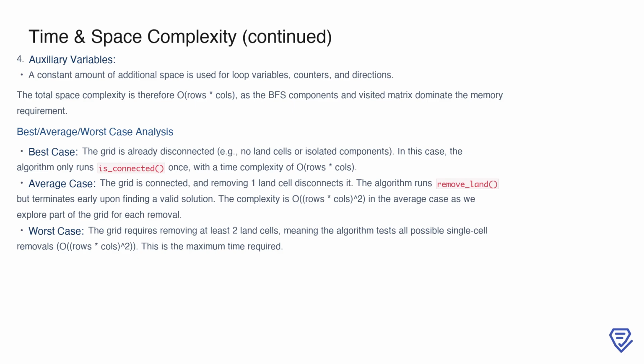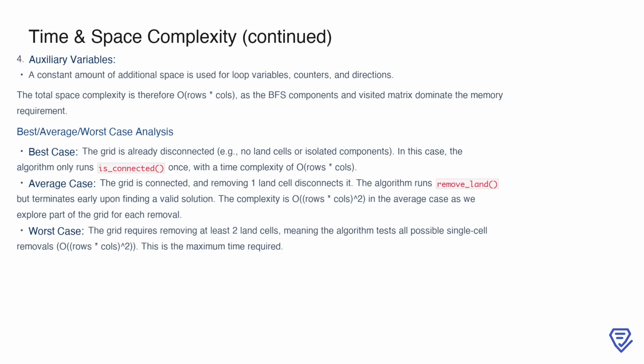Let's now examine the best, average, and worst case scenarios. In the best case, the grid is already disconnected, for example, if there are no land cells or if all land cells are isolated. Here, the algorithm only needs to run is_connected once, with a time complexity of O(rows * cols). The average case occurs when the grid is connected, but removing a single land cell is sufficient to disconnect it. While the algorithm does invoke remove_land, it terminates early upon finding the solution, leading to an average case complexity of O((rows * cols)^2).